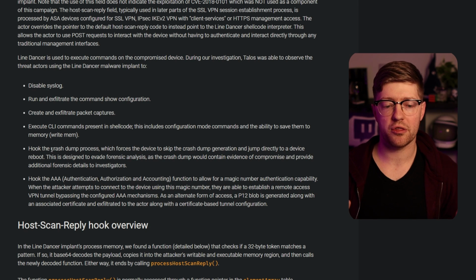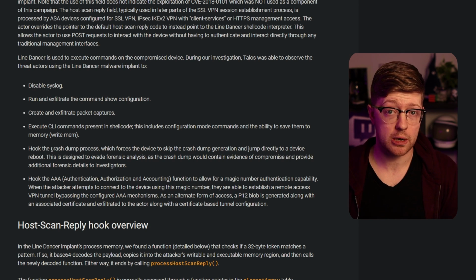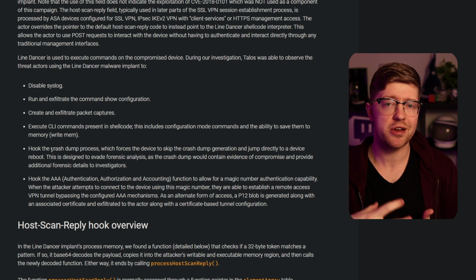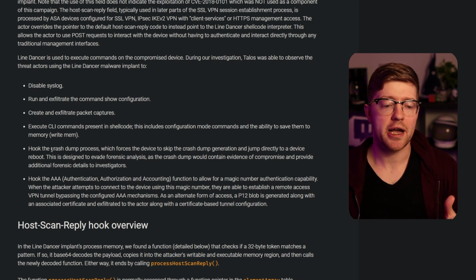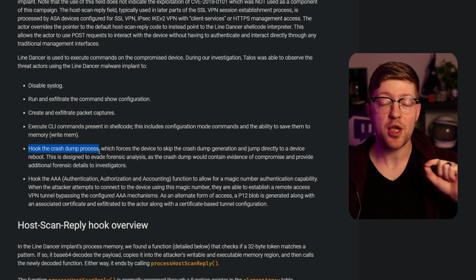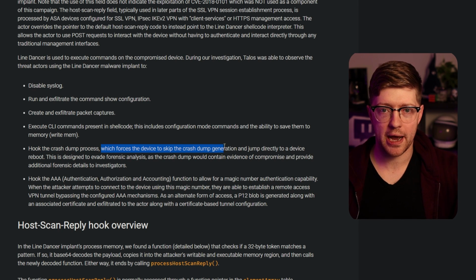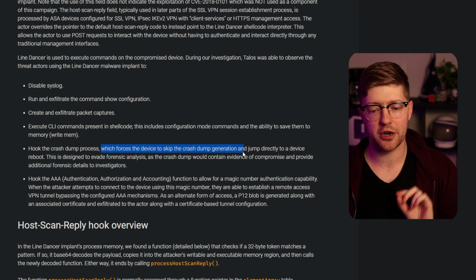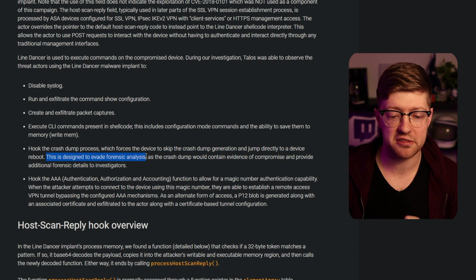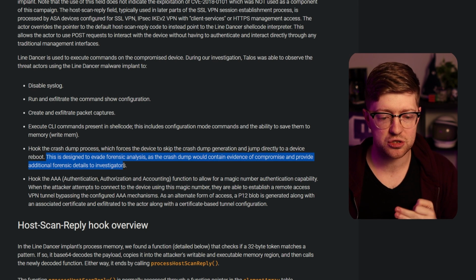But also two, a lot of times when devices are getting exploited, it has to do with memory corruption vulnerabilities, doing a buffer overflow or a heap overflow, and those are very difficult to get right. By hooking the crash dump process, this actor is preventing detection if their exploit or their backdoor were to fail. Instead of sending the crash dump out to Cisco Talos, it says, we're not going to do that. We're just going to reboot the device instead. This is designed to evade forensic analysis as the crash dump would contain evidence of compromise and provide additional forensic details.